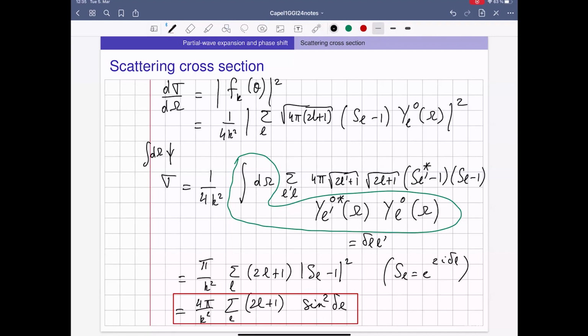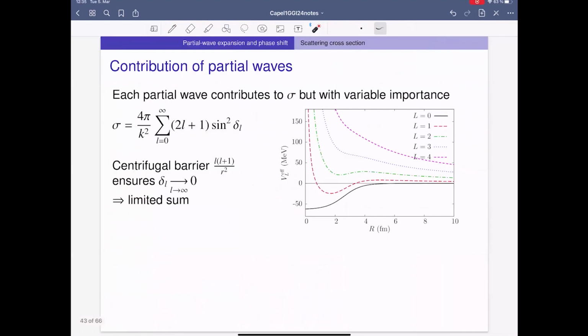Now, I said we went from 6 dimensions to 3 and then to 1, but you will say the problem is it's not true. You still have a sum over L and you have an infinite number of partial waves. So can we finish this? Is this sum limited? Yes, each partial wave contributes to the cross section, but they're not all equal. Some partial waves contribute more than others.